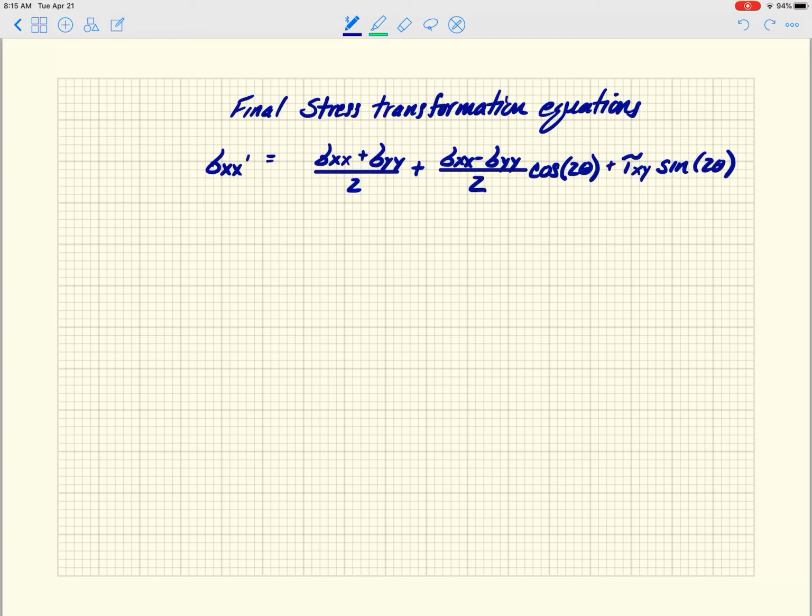Then if I want my sigma yy prime, everything is the same except this sign here and this sign here. So they flip, but everything else will be the same. So this will be sigma xx plus sigma yy divided by 2.